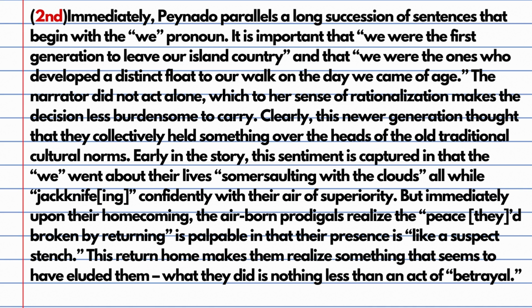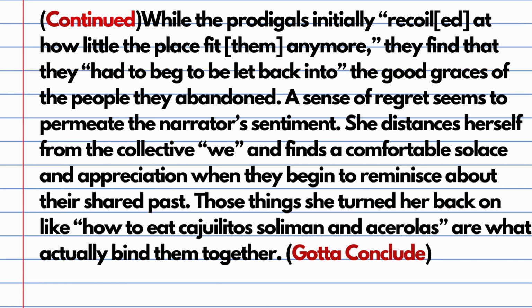So check this out. I ran out of space there, so I'm going to continue on to the next slide. While the prodigals initially recoiled at how little the place fit them anymore, they find that they had to beg to be let back into the good graces of the people they abandoned. A sense of regret seems to permeate the narrator's sentiment. She distances herself from the collective we and finds a comfortable solace and appreciation when they begin to reminisce about their shared past. Those things she turned her back on, like how to eat the foods she names, which I don't know how to say, and I apologize, are what actually bind them together.